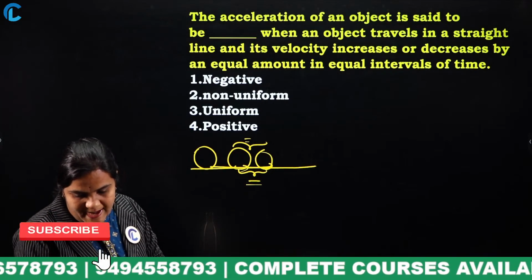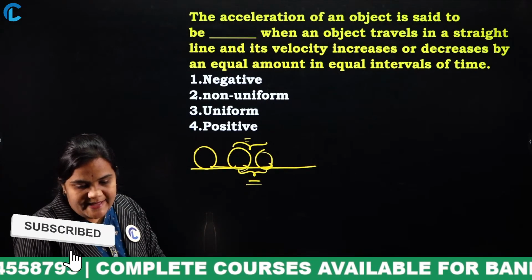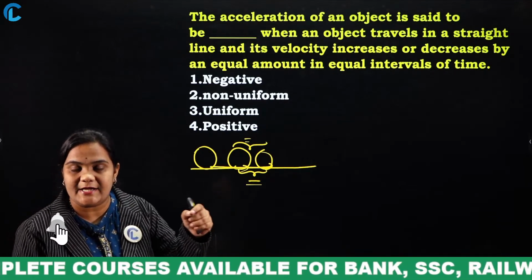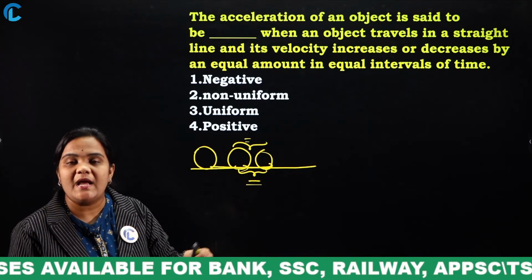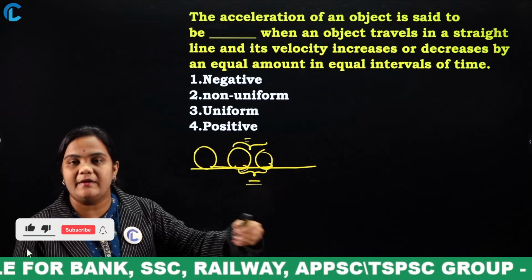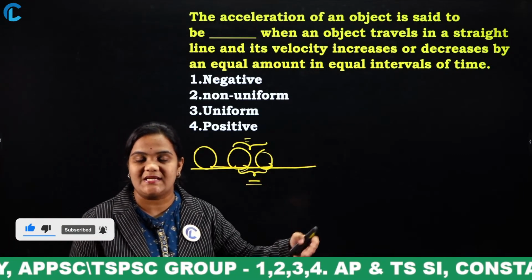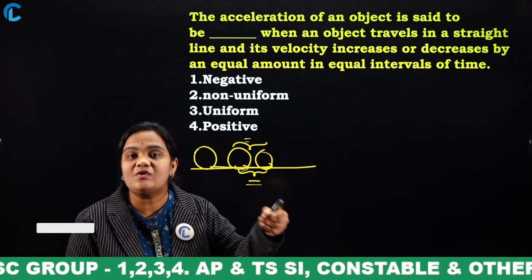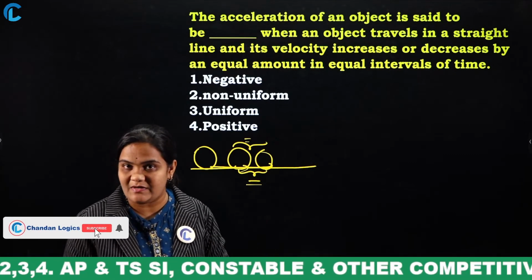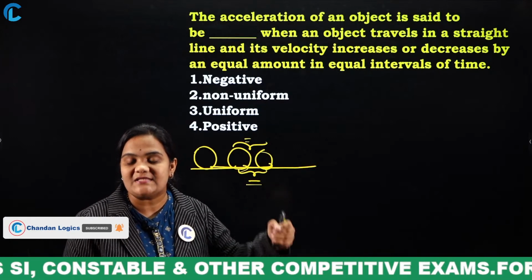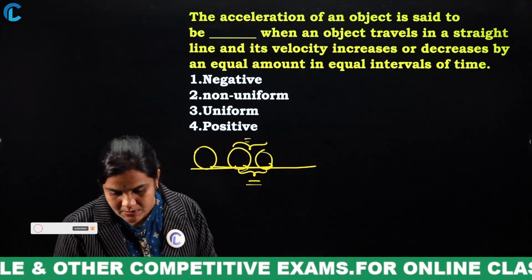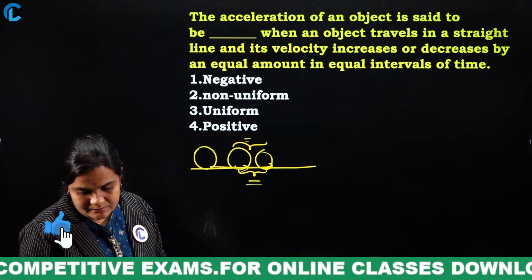Okay, try to give the answer for this question. The acceleration of the object is said to be dash. At some time its velocity is increasing and at some time its velocity is decreasing, and this is happening in equal amounts and in equal intervals of time. So, what kind of acceleration is it said to be? Come on, try to get the answer.